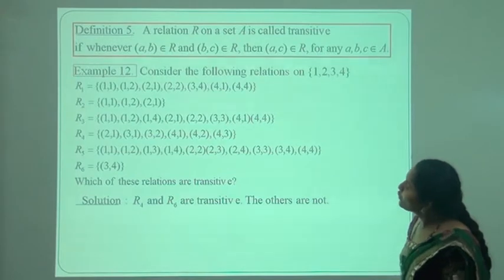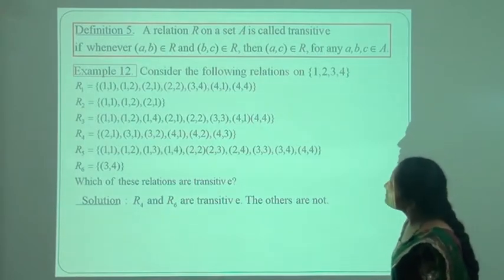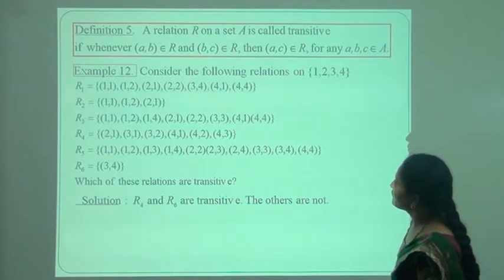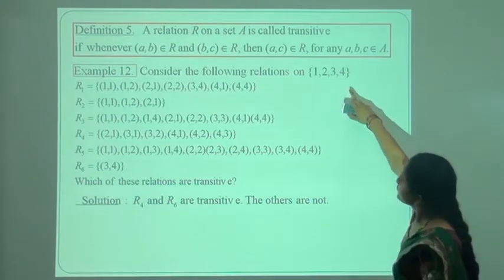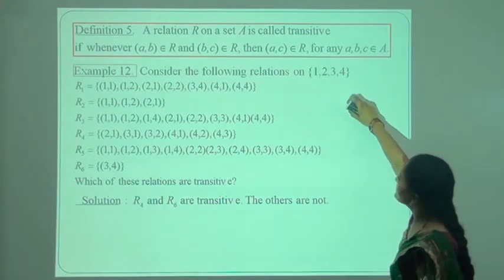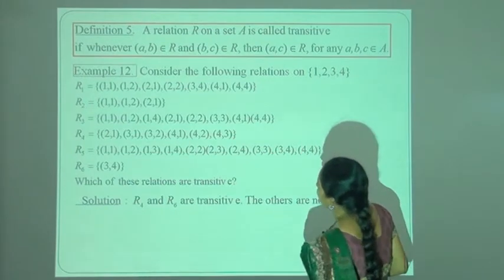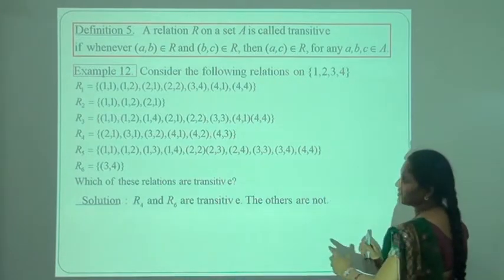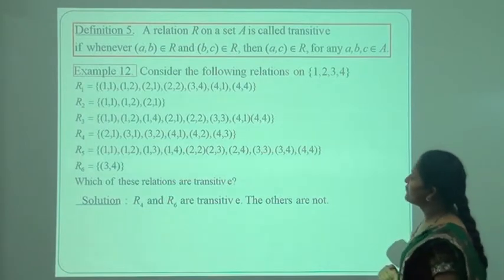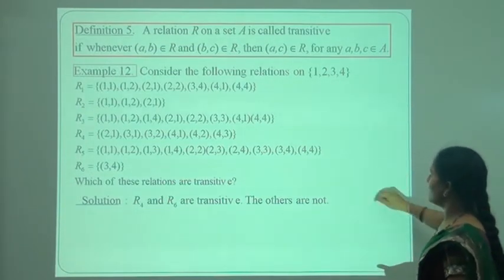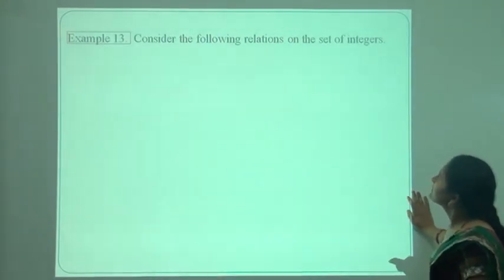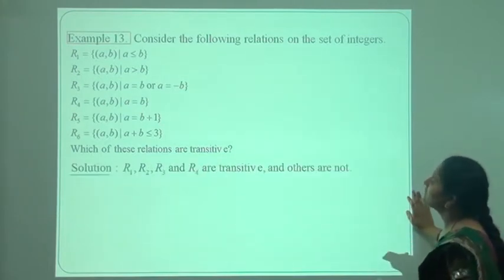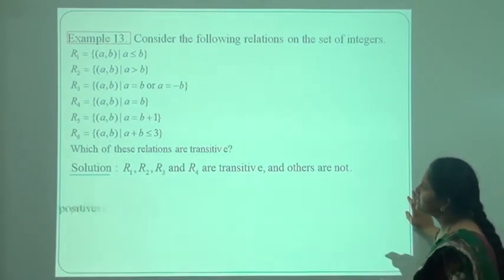For R2, (1,2), (2,1), (1,1) are present, and (2,1), (1,1), (1,2) are present, but (2,2) is not present. In R4, (1,2) is present, (2,1) is present, (3,1) present, (4,1) present. For every combination, (4,2), (2,1), the last elements are (4,1) and that is present. R4 is transitive, R6 with a single element is transitive, and the rest are not transitive. Now this is the example where the same 6 relations are there. Here also R1, R2, R3 and R4 are transitive and others are not.